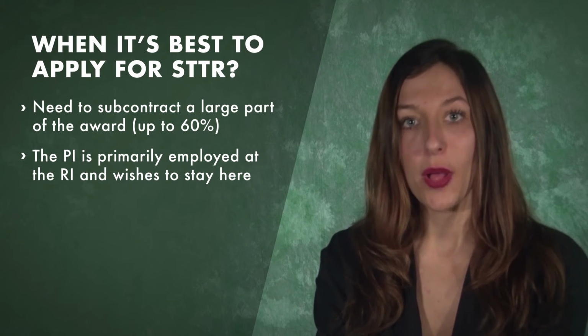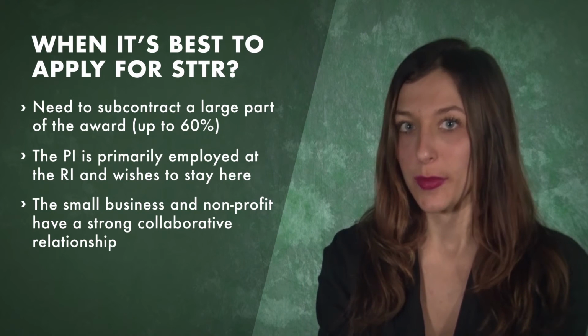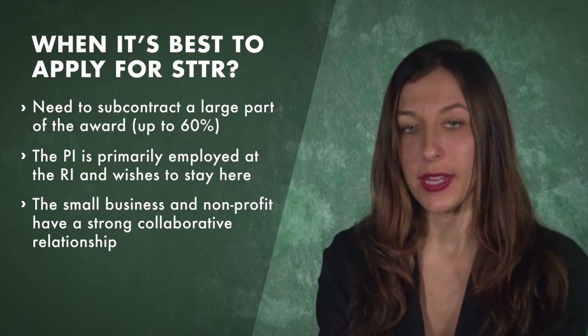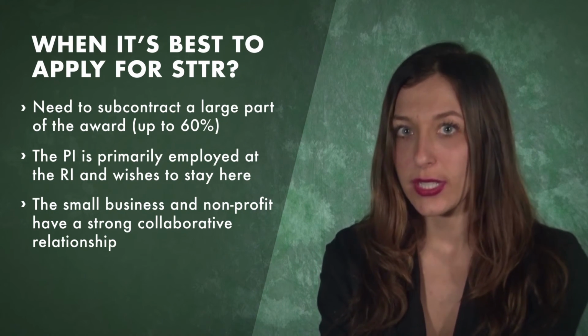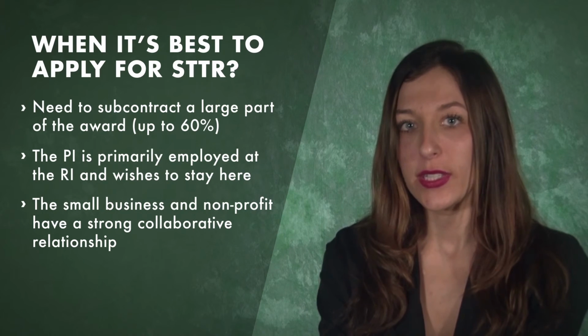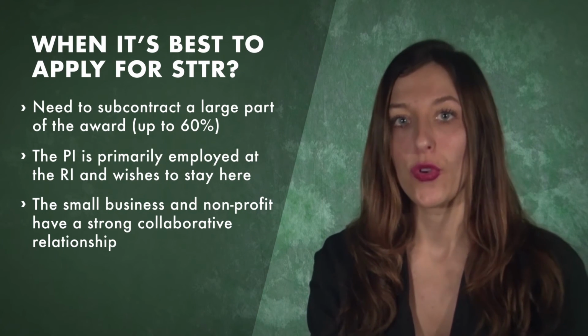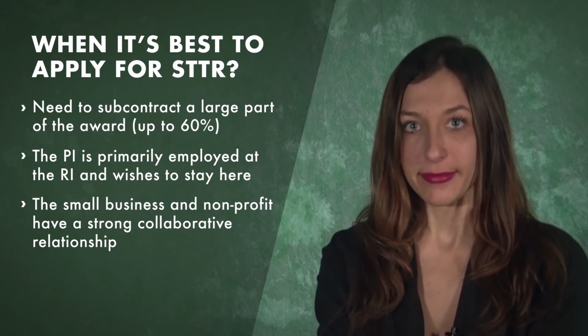Another example, the small business and the research institution view themselves as equal partners on the project. Again, STTR is described as a collaboration between the two organizations, suggesting that the players are equals, even though the award always goes to the small business. And the firm must maintain overall control and has responsibility for the project.